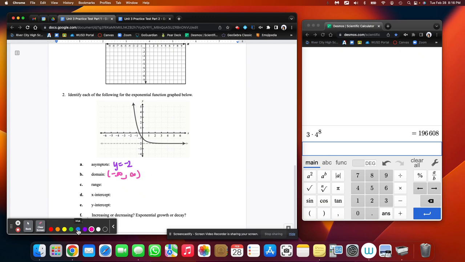For the range, we look down and up. So the lowest my graph goes is going to be negative 2. So remember, whatever number is in your asymptote is going to be in your range. And then the highest your graph goes, since it's going up, it's going to go to infinity.